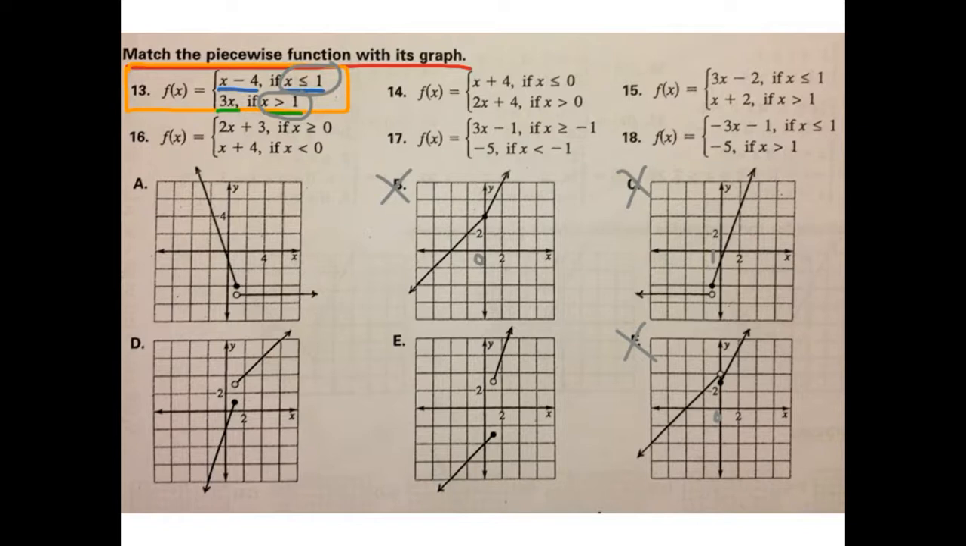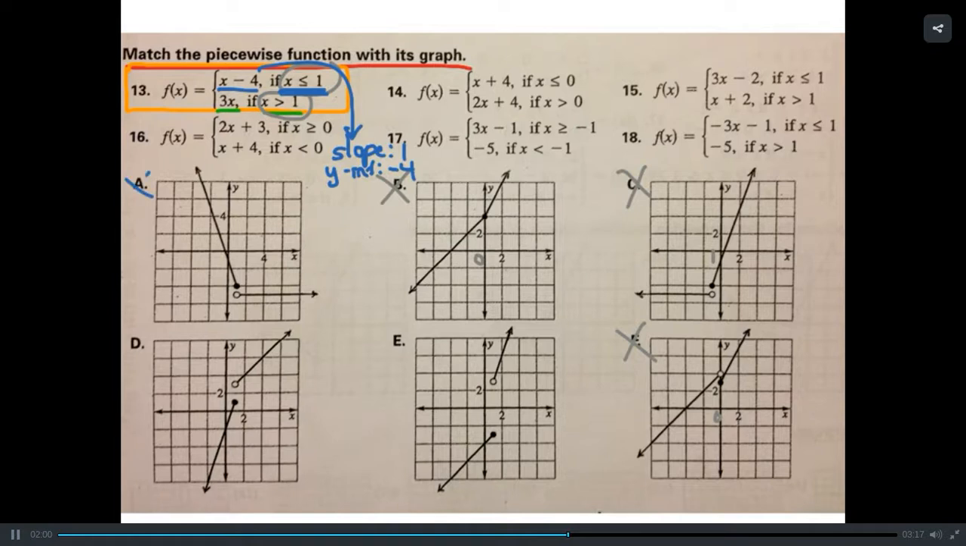Going a little further, I'll notice that in my function, all those values that have an input of x less than or equal to 1 will have an output of x minus 4. X minus 4 seems to have a slope of 1 and a y-intercept of -4. So for all those values for which x is less than or equal to 1, I'm looking for an upward sloping graph that meets the y-intercept at -4.